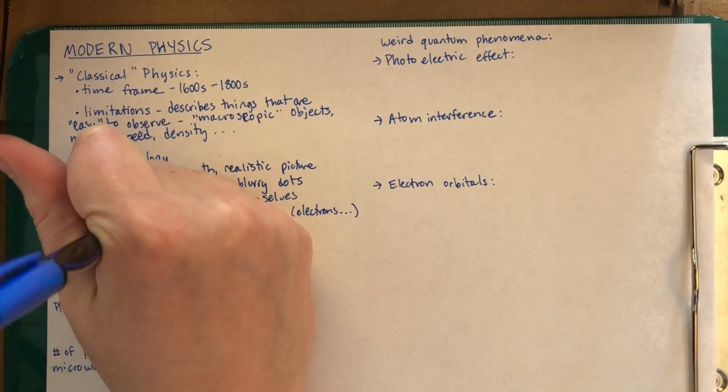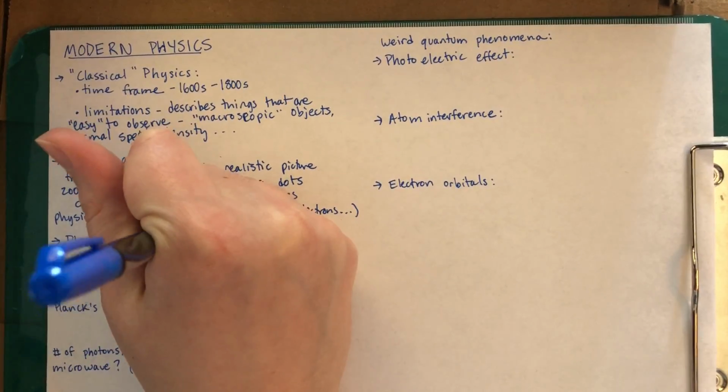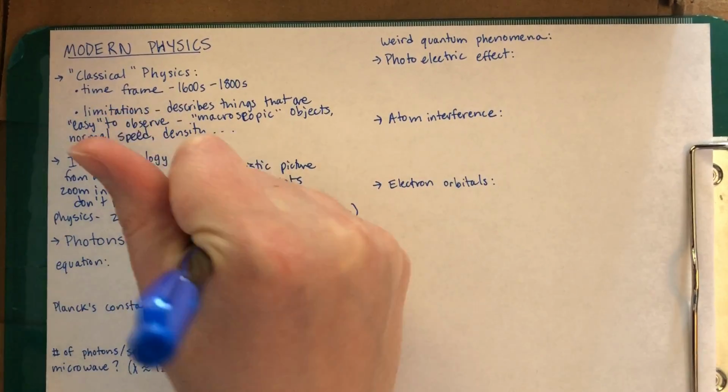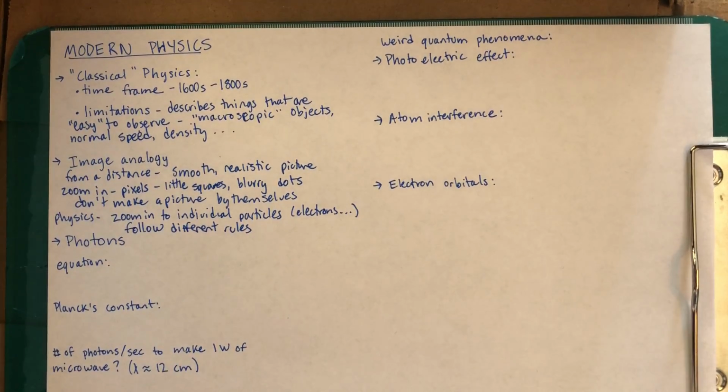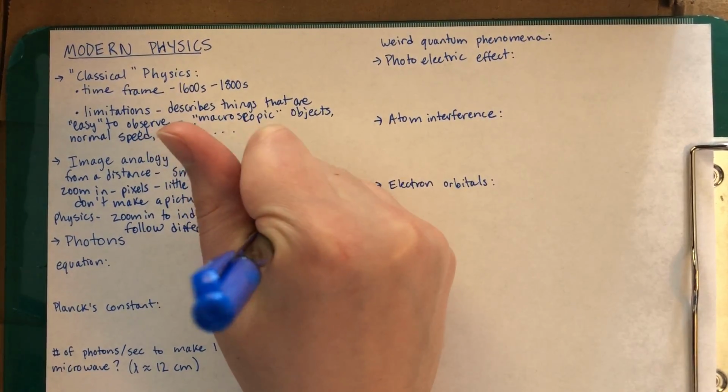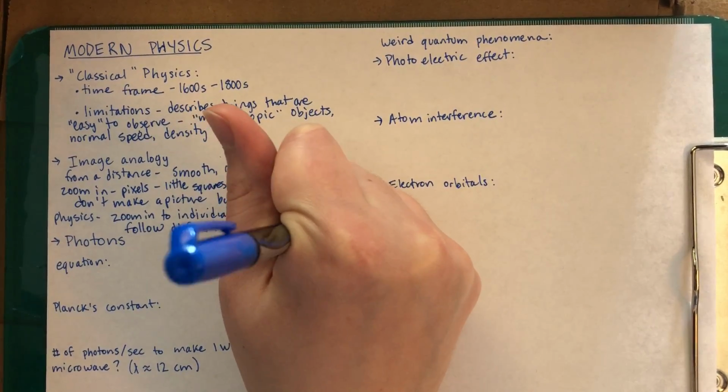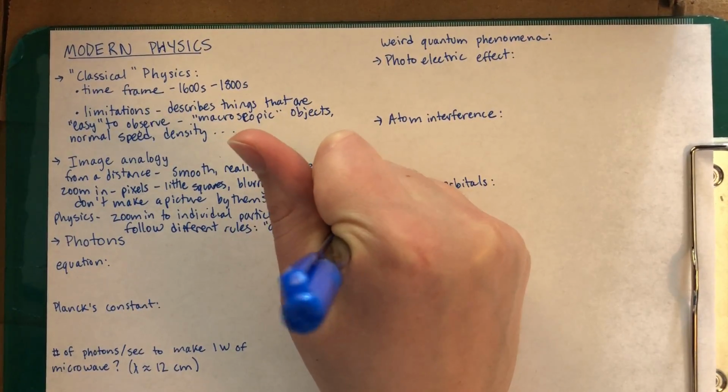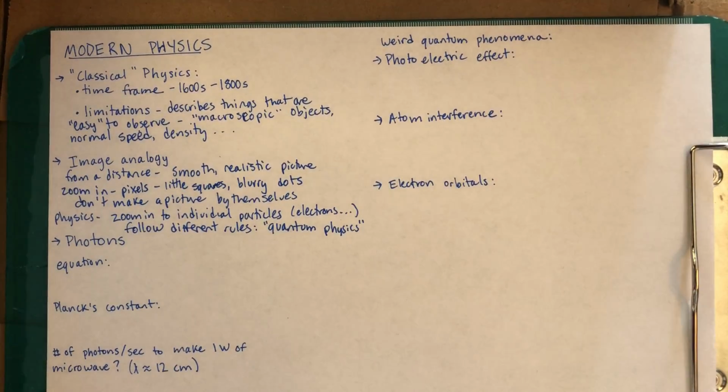So the set of rules that really tiny things follow is called quantum physics. Okay, so when you hear quantum physics, it sounds intimidating. The math is pretty hard, but what this word quantum means is basically studying things in small, separate pieces rather than kind of the combined whole object.